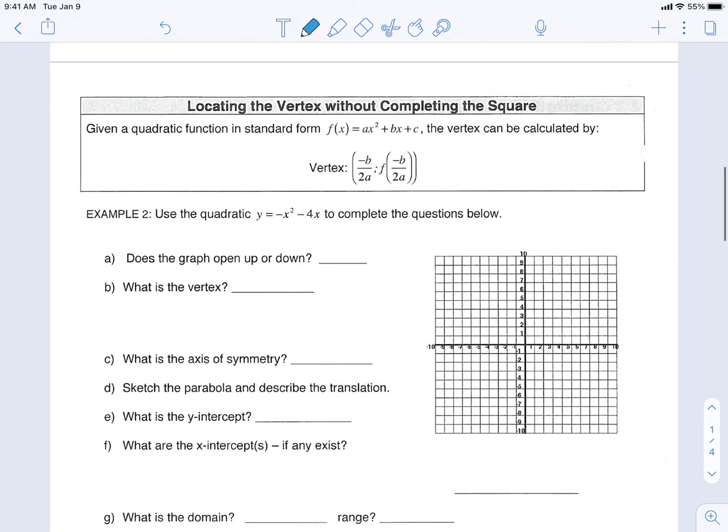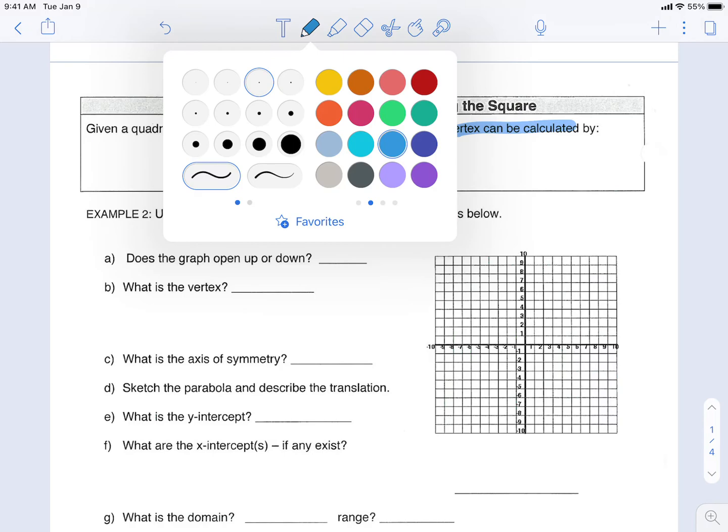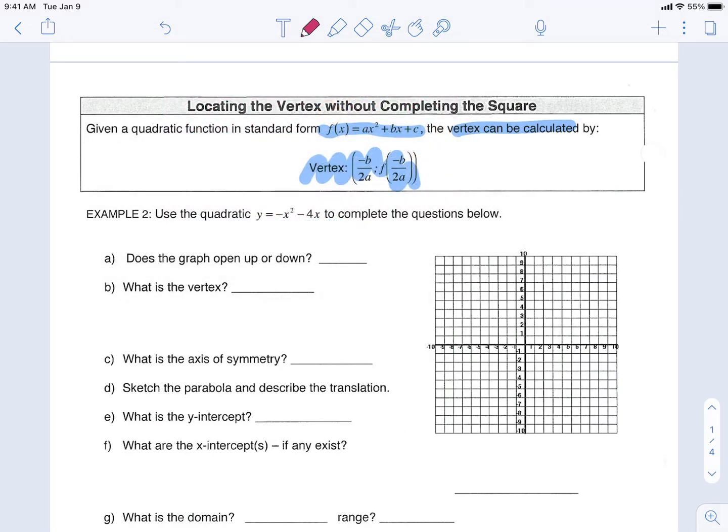Alright, so locating the vertex without completing the square, that's no fun. We like to complete the square, but there's another way of doing it. So given a quadratic equation in standard form, f of x is equal to ax squared plus bx plus c, the vertex can be calculated by, now this is very college algebra lingo. So let me translate this for you. First of all, you got to know this.